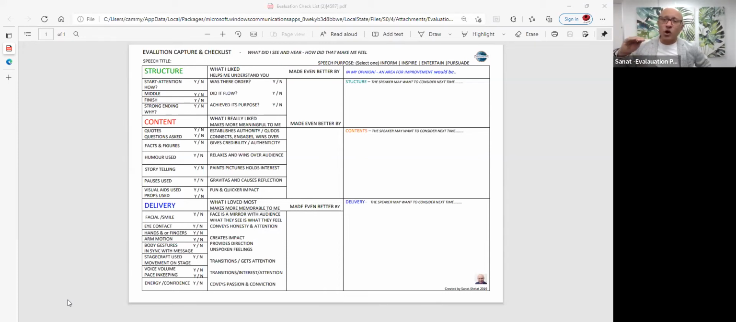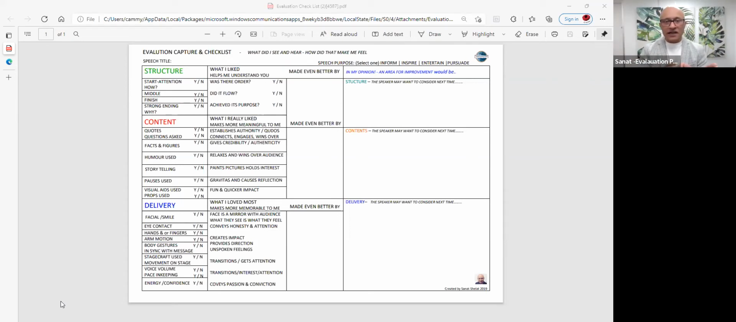And of course, volume. Was it raised when something really serious was being made? And was it lowered when there was a moment of compassion? So volume, was the pace in keeping with the points of the speech? And of course, enthusiasm, energy, it's infectious, we know. So was there an element of charisma that the speaker was sharing with us?